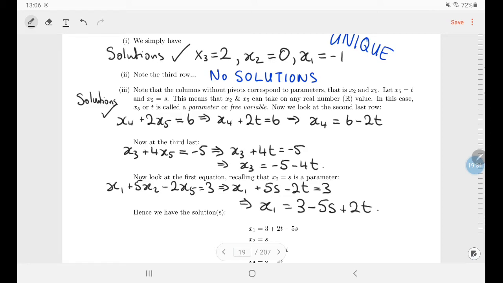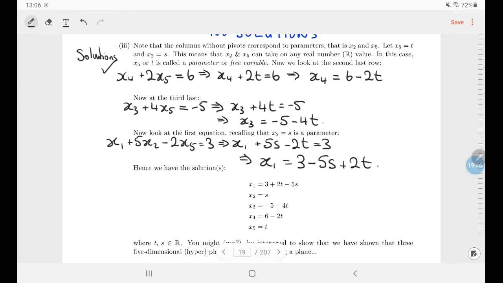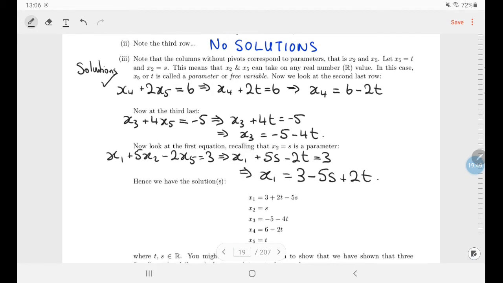Now what we can say here is that you will understand the parameters a bit better when we go into context. At the moment it might be a little bit difficult, but maybe after lectures next week it'll make a bit more sense. So we get our solutions like this. x5 is t, x4 is 6 minus 2t, x3 is minus 5 minus 4t, x2 is a parameter s, and x1 is 3 plus 2t minus 5s. And there are doubly infinitely many solutions. Okay.